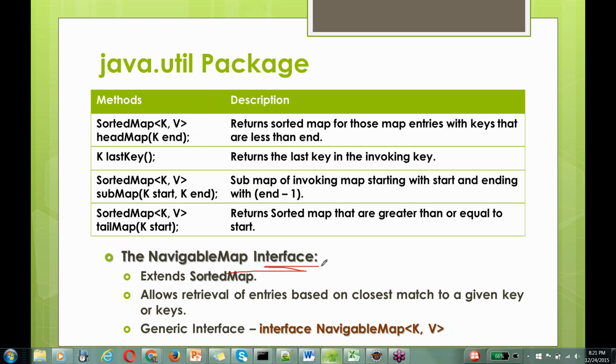Then we move on to the navigable map interface, which extends sorted map and defines some of its own methods. This is also generic, and this is how it is declared. Let me know if you have any questions. You can stop me in between and ask your questions.